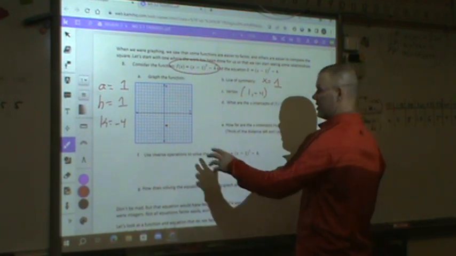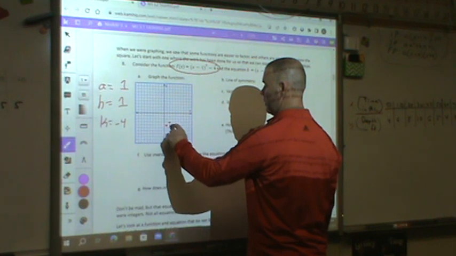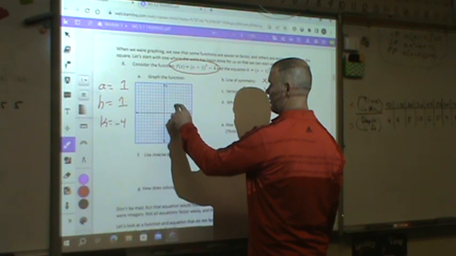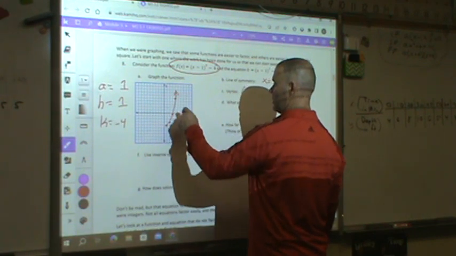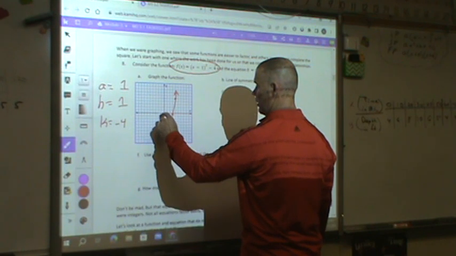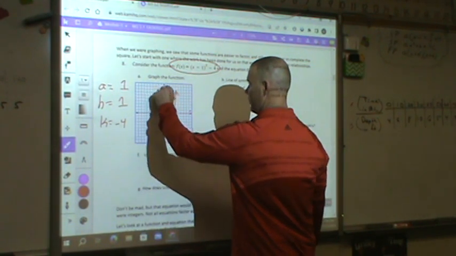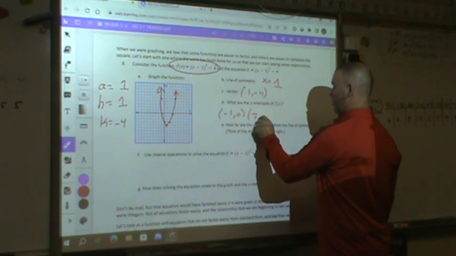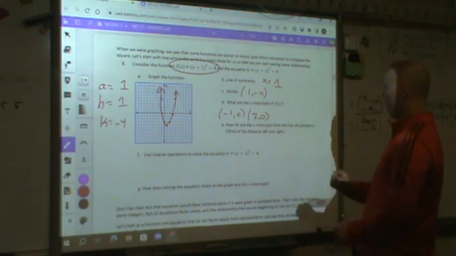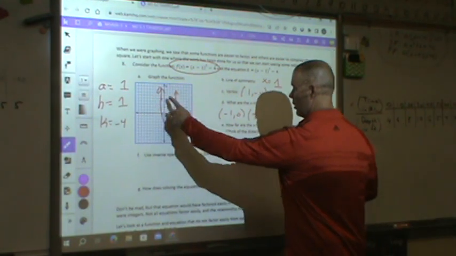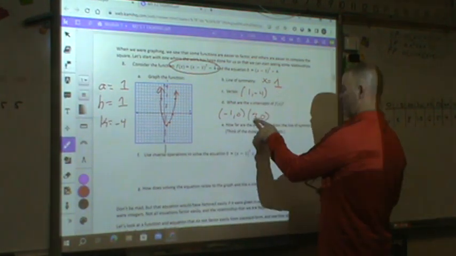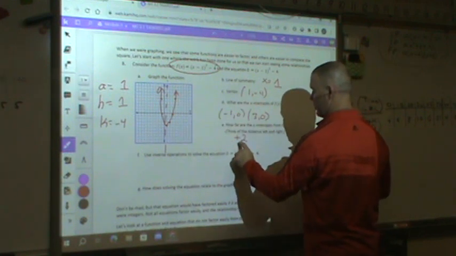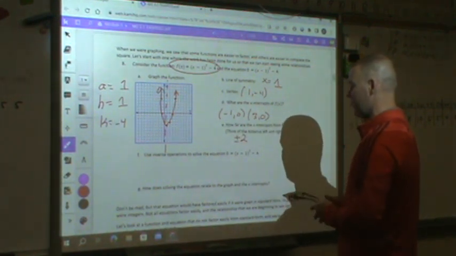And it says, what are the x-intercepts? Well, I need to finish the graph. So right 1 up 1, right 2 up 4, right 3 up 9. Well, back to the x-axis is 4, so 5, 6, 7, 8, 9. There's 3 anchor points on the right. I'm going to mirror that on the left. Finish my graph, and it tells me that the intercepts are (-1, 0) and (3, 0). How far are the x-intercepts from the line of symmetry? Well, the line of symmetry is x equals 1, 3 minus 1 is 2, so plus 2 to the right, plus 2 to the left, so I'm going to say plus or minus 2 on either side.